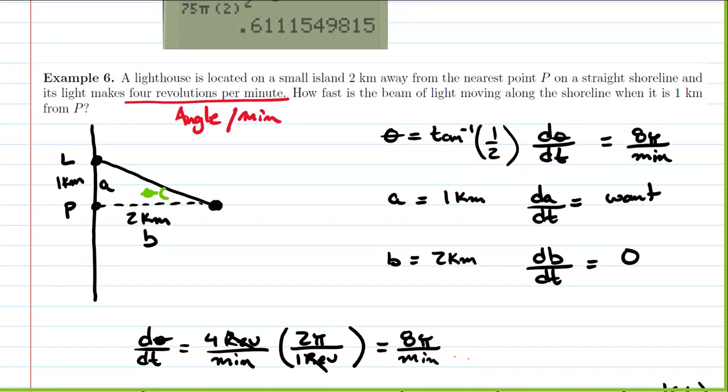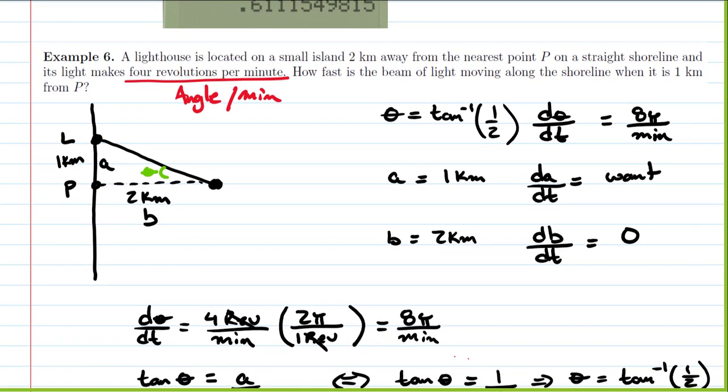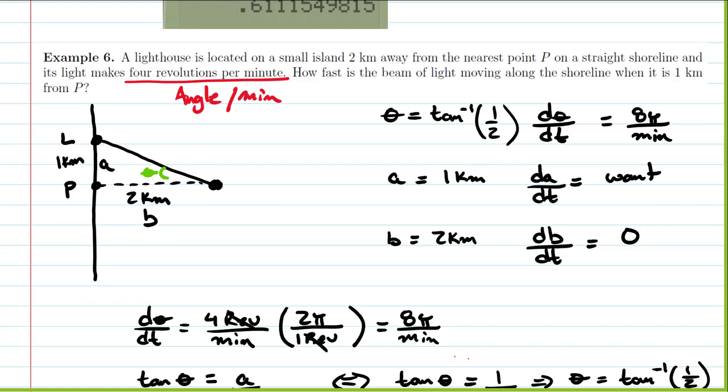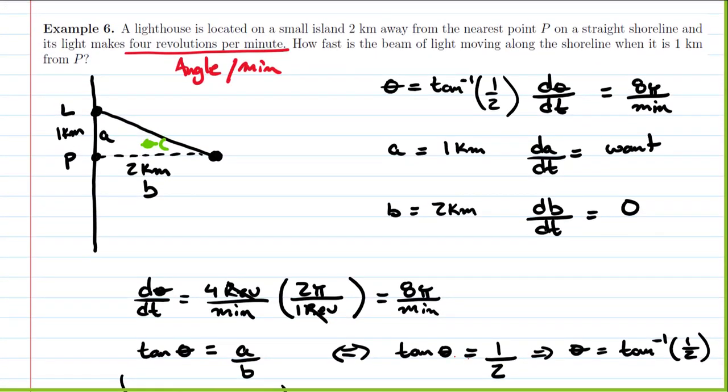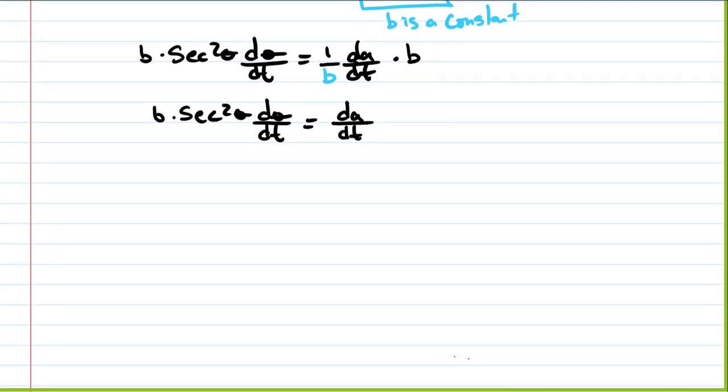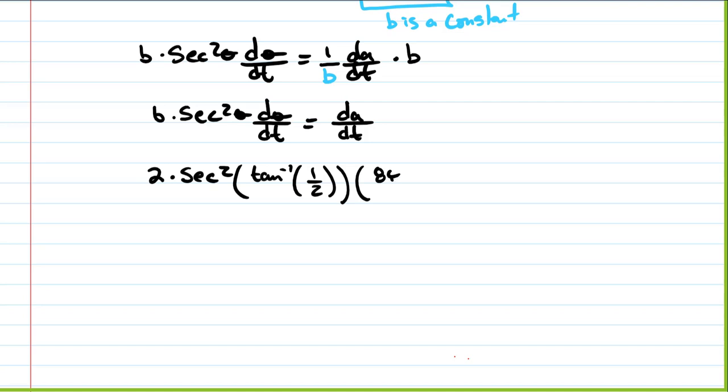But let's do this. So we have d theta/dt is 8 pi per minute, and theta is the inverse tangent of 1/2, and B is 2. So we're going to have 2 times the secant squared of the tangent inverse of 1/2 times d theta/dt, which is 8 pi per minute, is equal to, and I'll put the dA/dt over here.